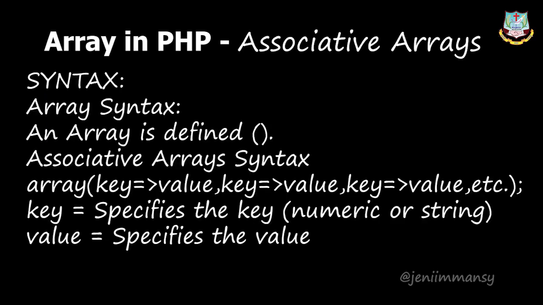Let's see the associative array statement. Here they have given array of key, then value, key value. For each value you have to give the key and the value. Key specifies the key, which may be numerical or a string. Value specifies the value. In the same way, an associative array is a key value pair data structure.